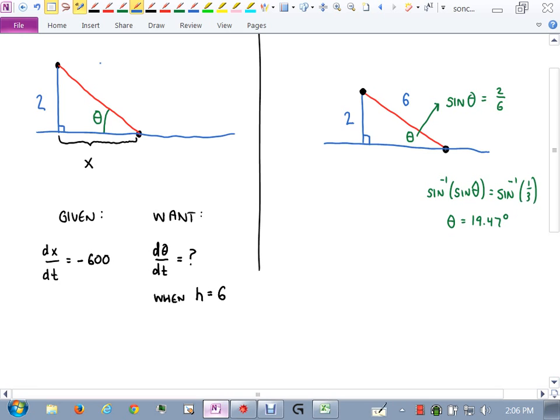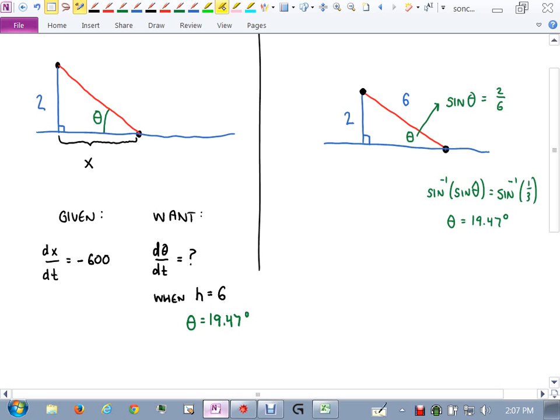So even though I know here h is 6, I'm going to keep in the back of my mind that I may as well have said theta is 19.47. It's the same instant in time, isn't it? When that angle is 19.47, that hypotenuse is 6. As soon as that angle changes a little more, that 6 changes. That's a unique triangle right there.